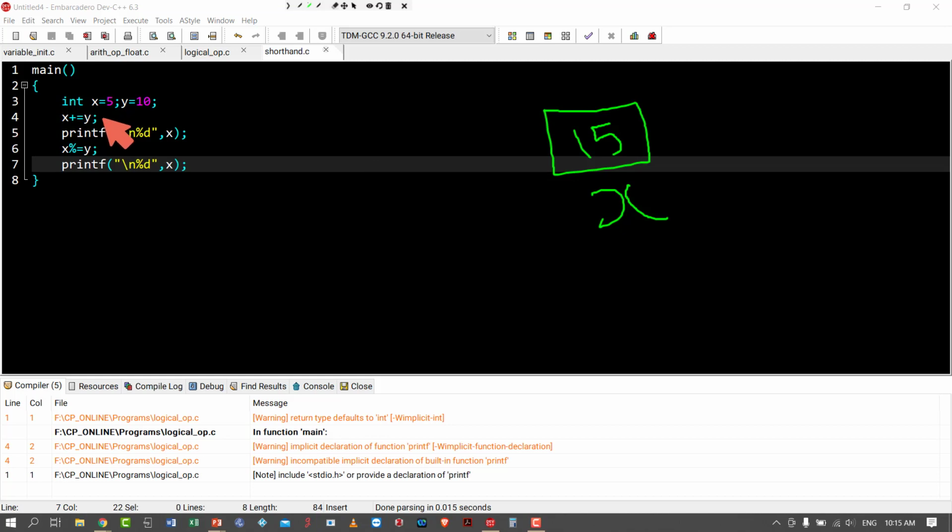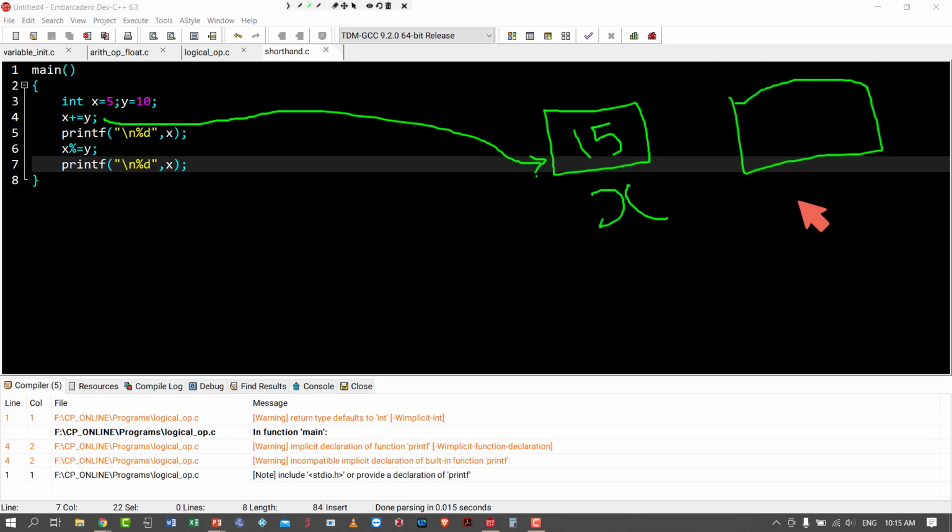Okay, 15. Okay, listen carefully. During the execution of line number 5, the value of x gets updated. So it is no more 5. That's why when we studied variables, during the execution of the program, the value of each variable may change. So what is the new value of x? X equal to x mod y. 15 mod y. What is the remainder? 5. So x again becomes 5. So any operator can be used.